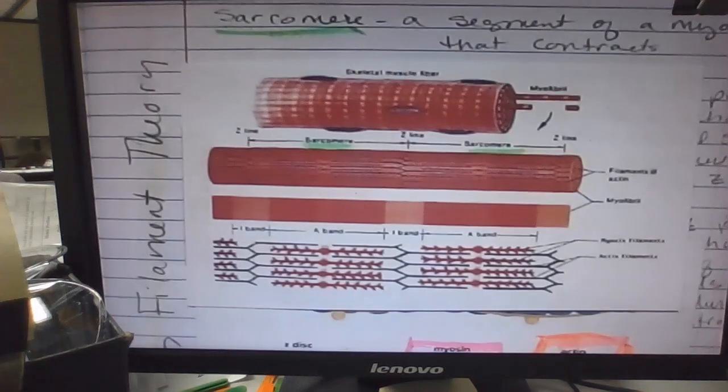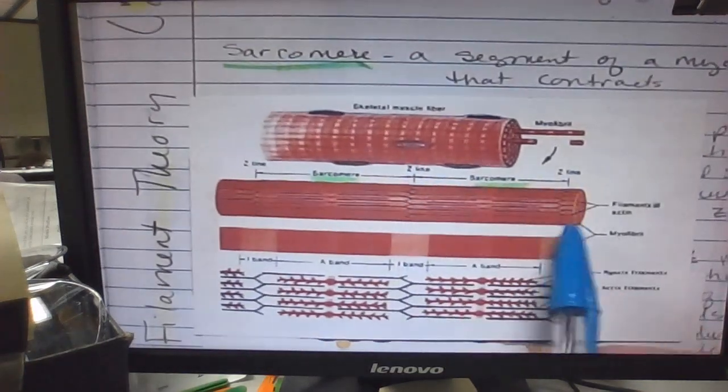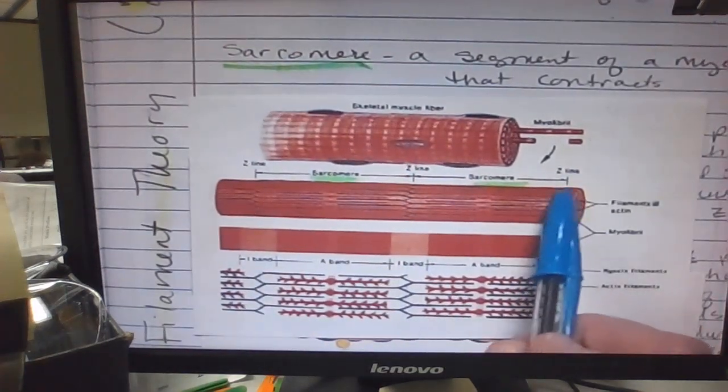So our muscle fibers within the sarcomere, here's our sarcomere. See the Z line? That's going to be our actin.